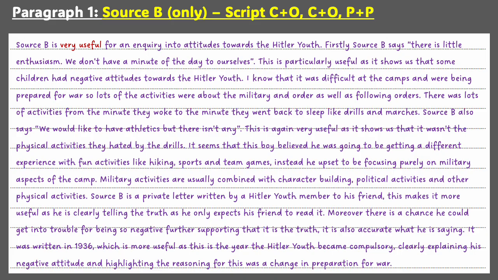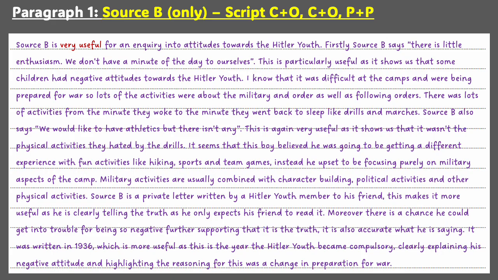So then firstly, source B says, there is little enthusiasm, we don't have a minute of the day to ourselves. So we've ticked off our content. We've got our quote in straight away. Then I need to back up that bit of quote. So I've said with my own knowledge, this is particularly useful as it shows us that some children have negative attitudes towards the Hitler Youth.